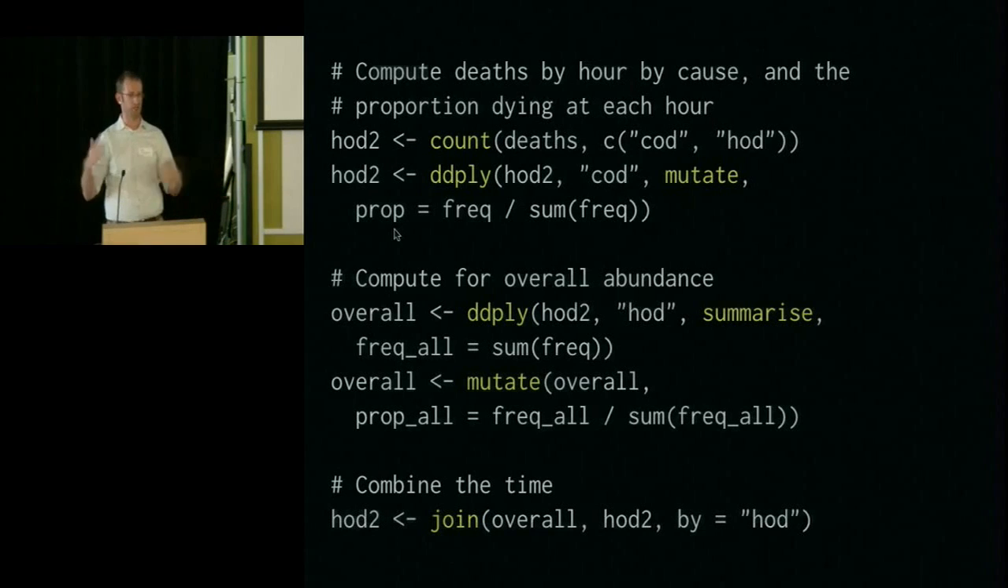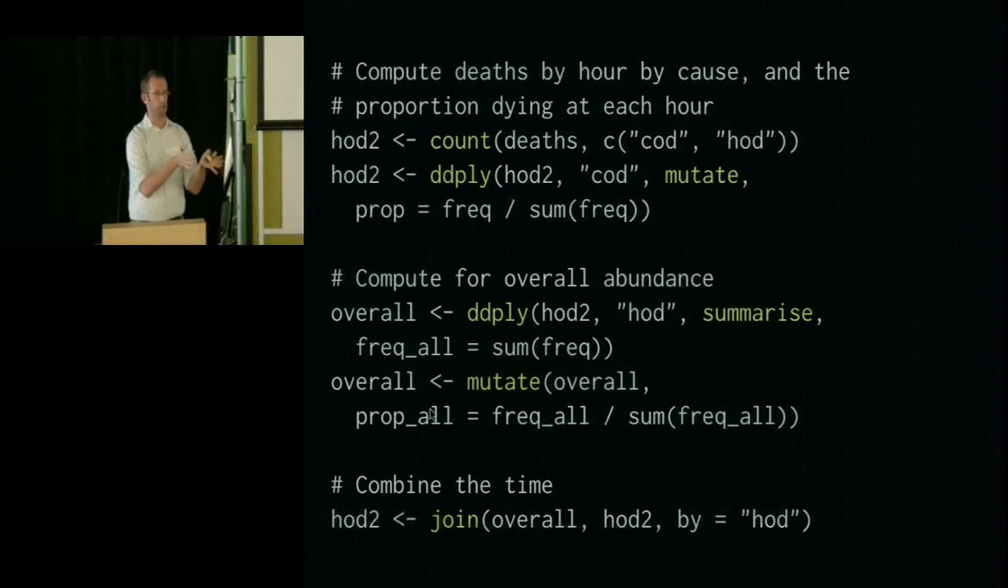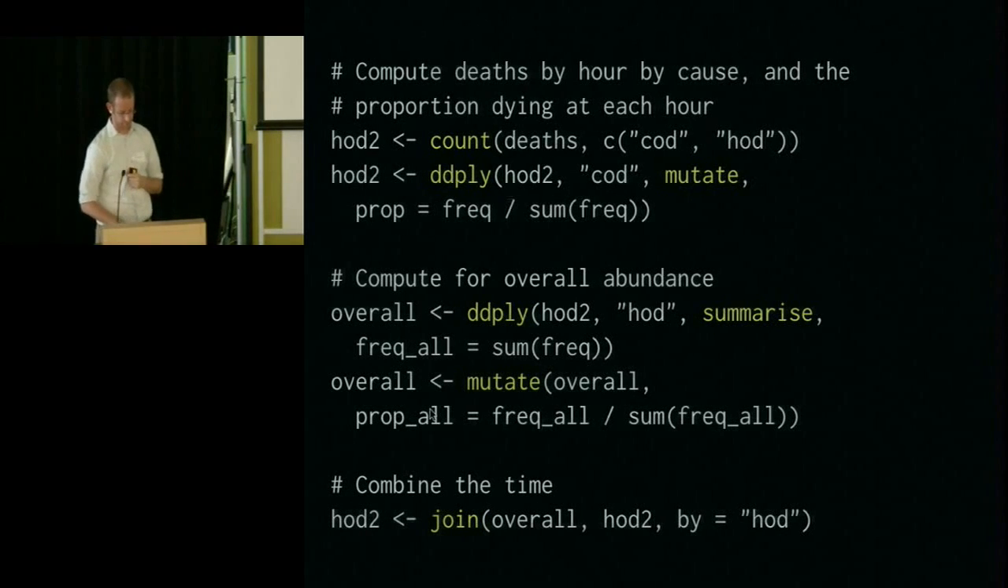So the proportion within a disease is just the frequency divided by the total frequency. I want to try and get rid of that denominator, which is how many people died from that disease. Then I need to do the same thing for the overall, to get the percentage of people dying in each hour over all diseases, and then I join them back together. So in one data frame, I've got both the proportion dying at each hour for each cause, and the corresponding frequency over all diseases.